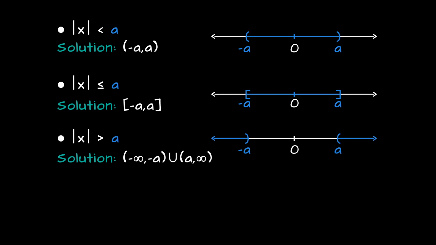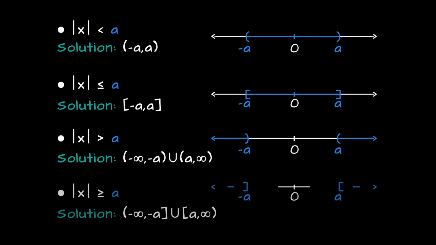If we reverse the inequality symbol and consider the inequality absolute value of x is greater than a, then the solution set will become a union of two open intervals, the interval from -infinity to -a union the interval from a to infinity, because those are precisely the real numbers whose distance from 0 exceeds a. And finally, if that inequality symbol turns into a greater than or equal to symbol, then once again we simply include the numbers a and -a in our solution set.